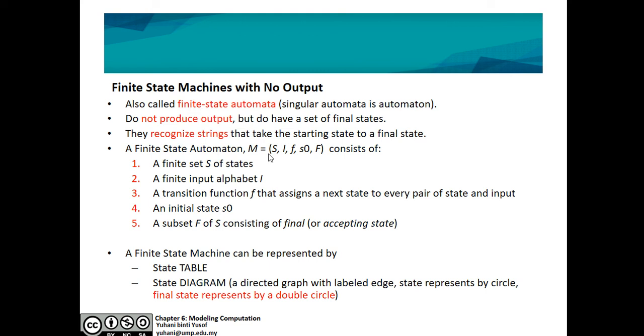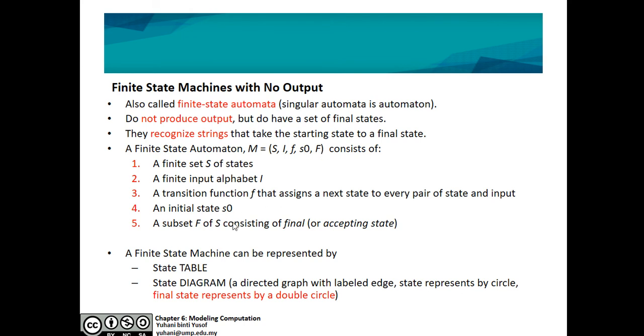The recognized strings are those that take the starting state to a final state, and that is the only language recognized by that machine. If it is a finite state machine with output, you have 6 elements, including the transition function, the output function, and O for the output. But for the finite state machine without output, you just have 5 elements: S, I, f, S0, F. S is the set of states, I is the input alphabet, and f is the transition function. You have your initial state here, S0. Sometimes in the equation it is not represented by S0, so you need to refer here. F is the set of final states.